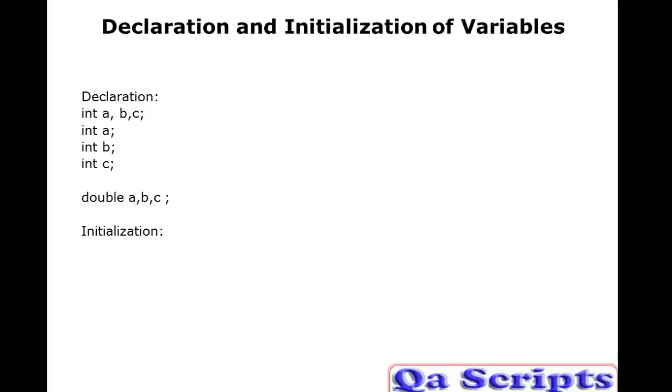What is initialization? Initialization is nothing but we are going to assign values at the time of creating or defining a variable. How to initialize? We can use data type keyword, that is int, followed by variable name, that is a equals to 10. Here I am assigning 10 value to a variable called a at the time of defining a variable. This is what we call initialization.